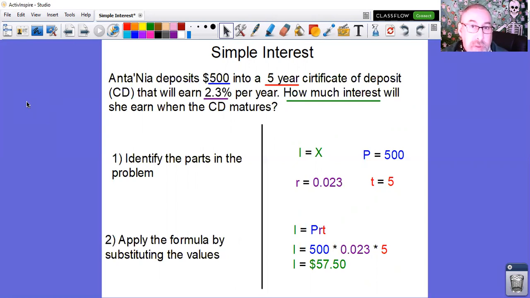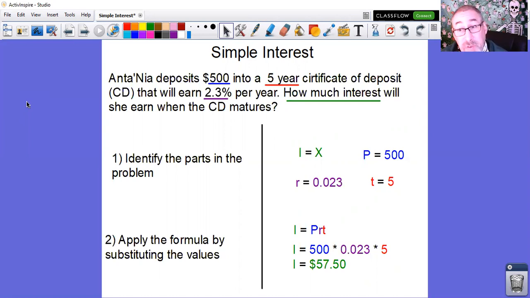So the first thing you need to do is identify the parts. I went in and I highlighted or underlined the different parts and I color coded them. So the interest is, we don't know that value. That's the unknown right now. Our principal is the $500 that she deposited. Our rate is 2.3%, but we're going to put that as a decimal. So 2.3 per 100, or divide by 100, and you get the decimal 0.023. And of course, our time is 5 years.